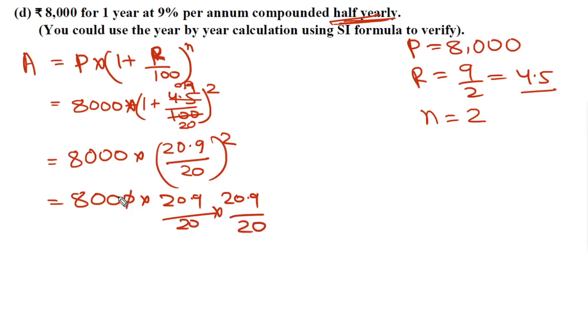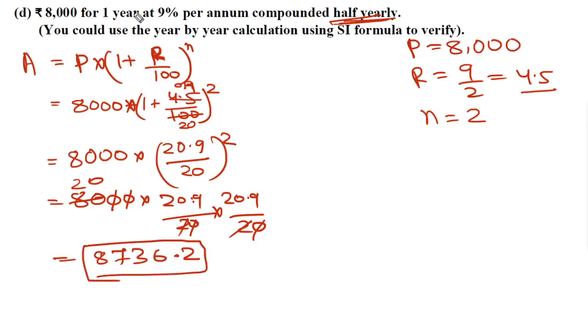So you can cancel two zeros, then you have cancelled 2 and 2's here, 2 4, it will be 20. So now I have to multiply 20 into 20.9 into 20.9. So it will be equal to 8736.2. So this will be your amount for 1 year. Now we can find the compound interest.